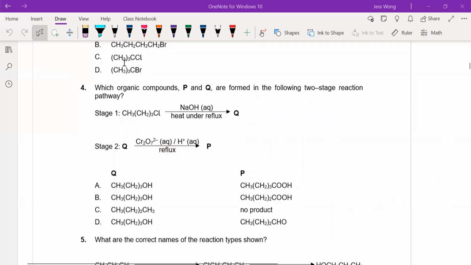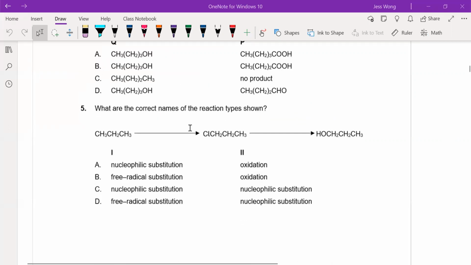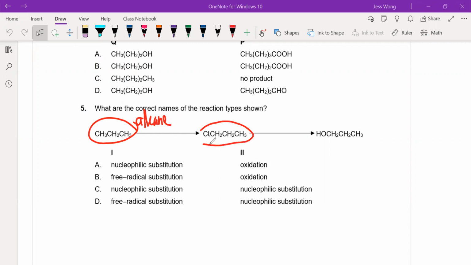Question 5. What are the correct names of the type of reaction? If you recognize the functional group, it will be easier. This belongs to the functional group of an alkane. This obviously is a halogenoalkane, and this will be an alcohol. Now for alkanes, they don't have many reactions. So basically free radical substitution, right? And then if you look at the next step, what we are doing is replacing the Cl with an OH. So replacing a Cl with an OH is a form of substitution reaction, and therefore the answer is D for dog.